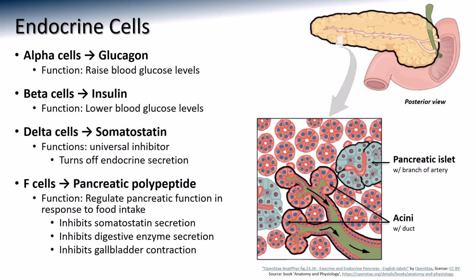Delta cells release something called somatostatin, and this is kind of a universal inhibitor. It turns off other endocrine secretions for a while. It kind of keeps everything working at the same level. And then we have F cells that produce pancreatic polypeptide. This is really a self-regulation hormone for the pancreas. So it turns off somatostatin, it turns off digestive enzyme secretion, and it inhibits gallbladder contraction. So that is something that is used to accommodate different amounts of food or emptiness in the digestive tract.